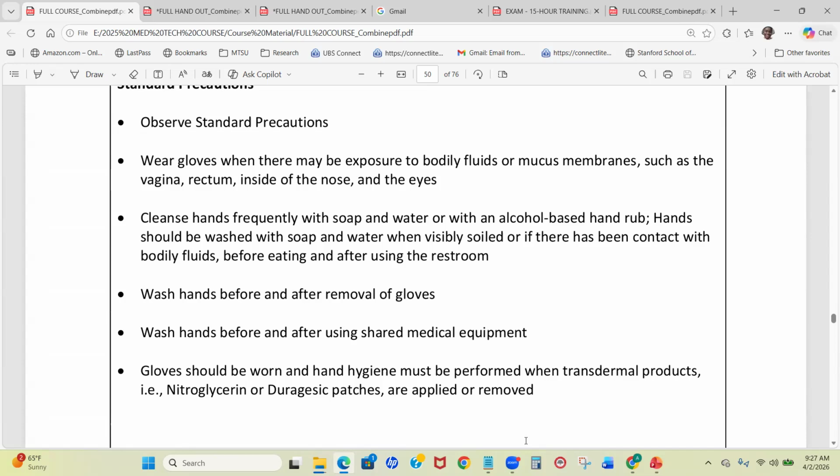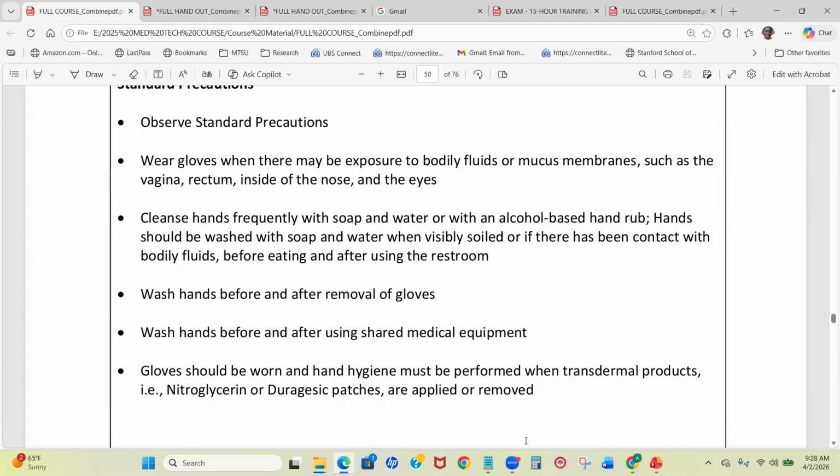So cleanse hands frequently with soap and water. Thank you all for your answers. Wash your hands when they are visibly soiled. Wash your hands after you remove your gloves. Wash hands before and after using shared medical equipment. Gloves should be worn, and hand hygiene must be performed when you are going to put transdermal products on your resident. What are transdermal products?